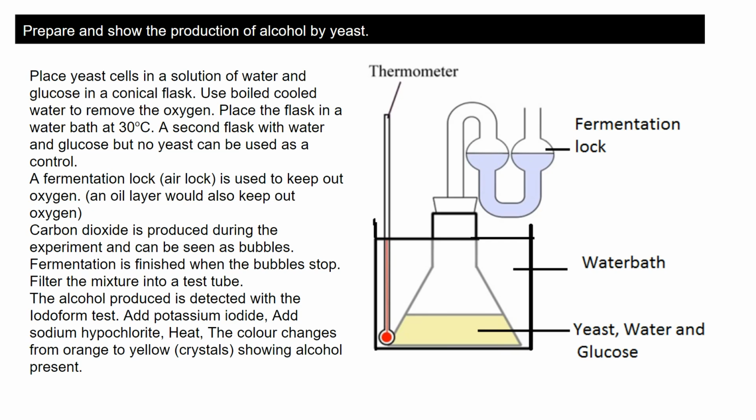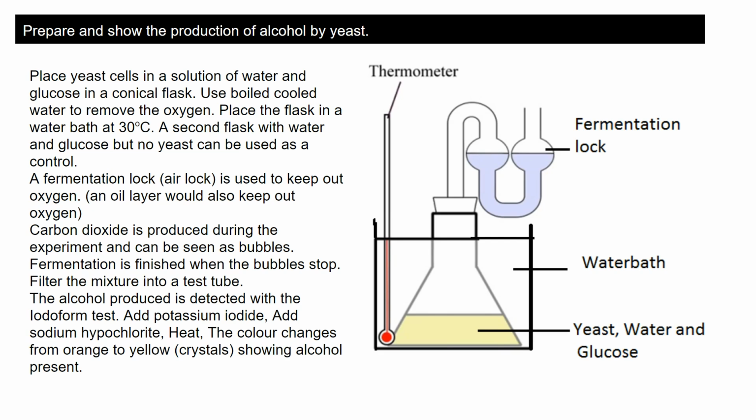water. So boiling water removes the oxygen. And we need to cool it back down again to a temperature suitable for the yeast. A control would be a second flask, the same apparatus without yeast. So the control flask would have the boiled water and the sugar, but wouldn't have the yeast.